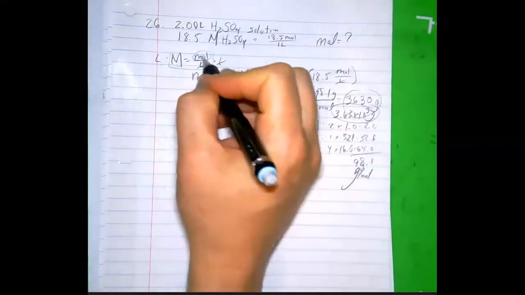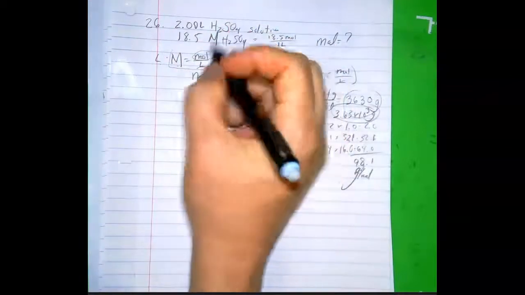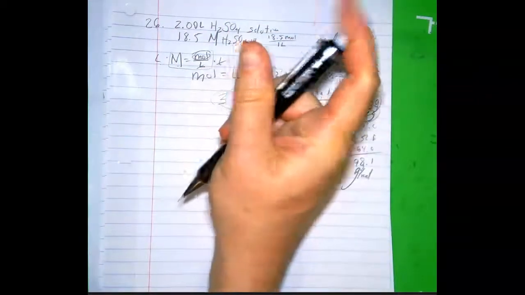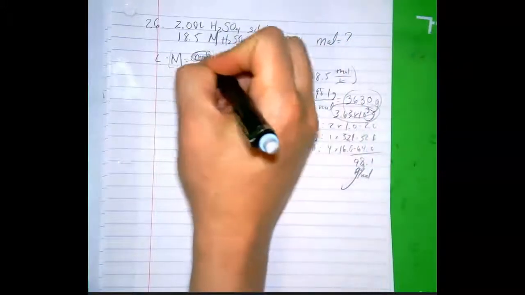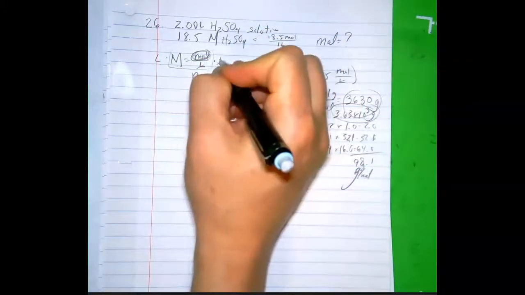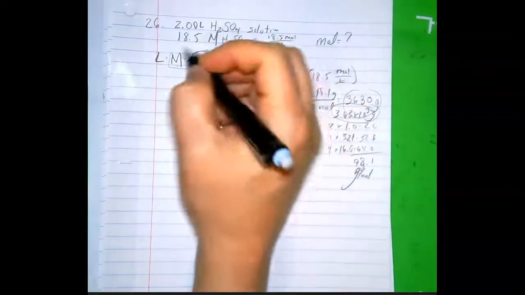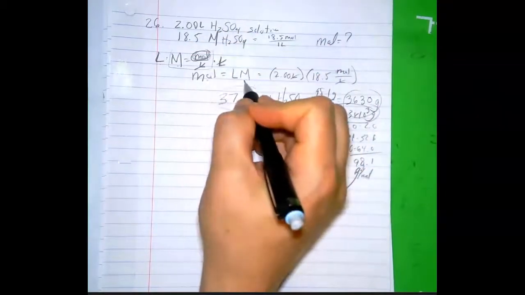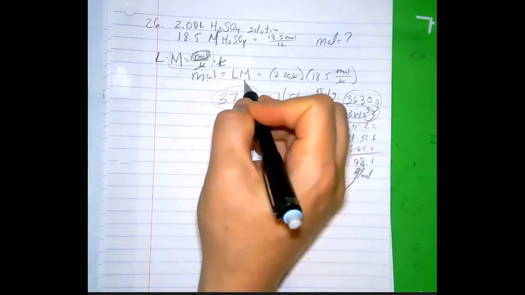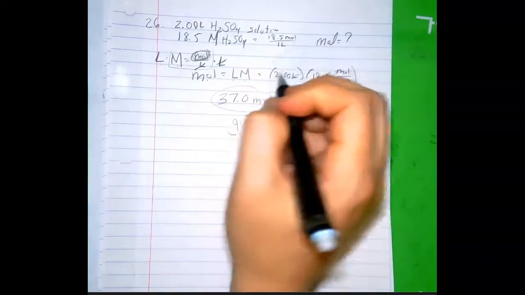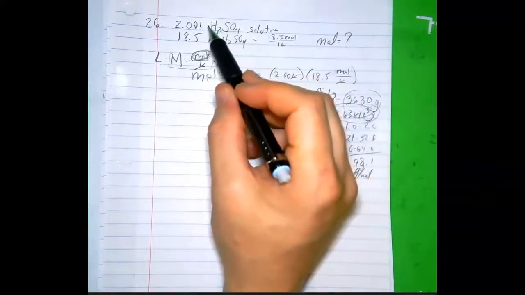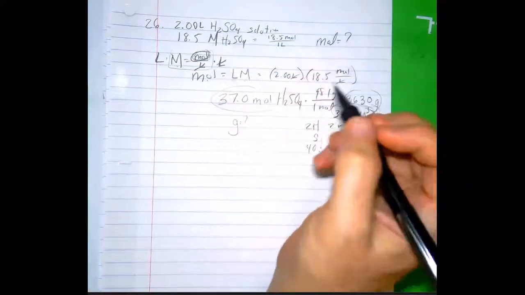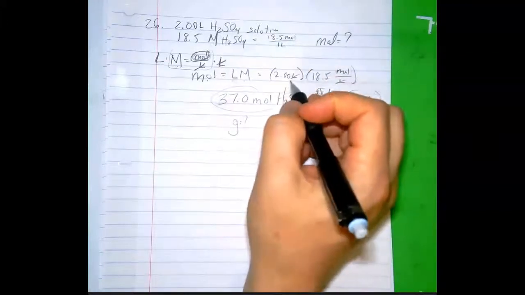Molarity equals moles over liters. But we want moles by itself. We want to isolate the unknown variable. The unknown is moles. So we multiply both sides by liters. That will cancel out on this side, and I get moles equals liters times molarity. Now I'm going to see if I need to convert. I have liters and I have molarity. There's no conversions needed, so I'm going to plug in.